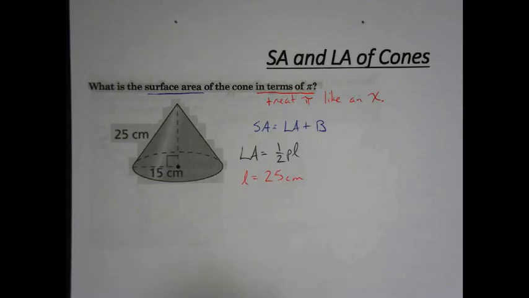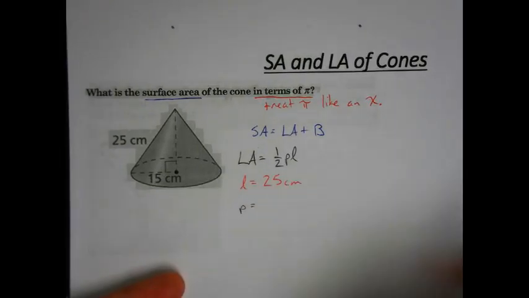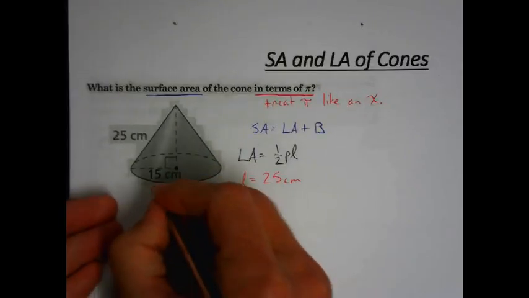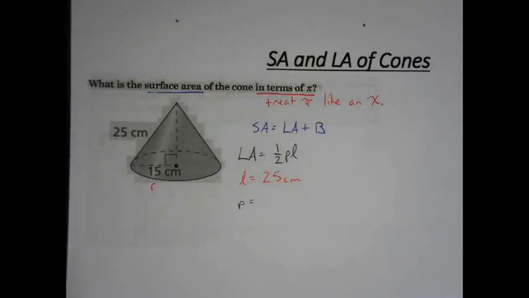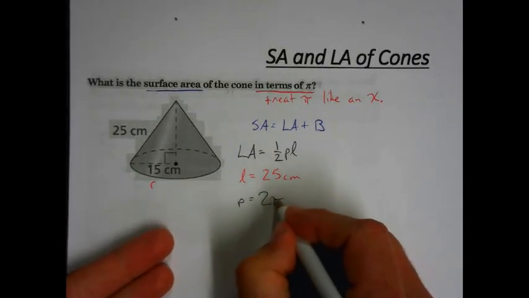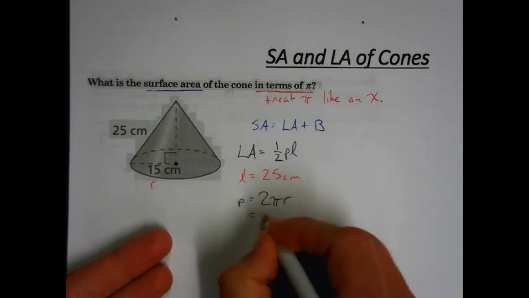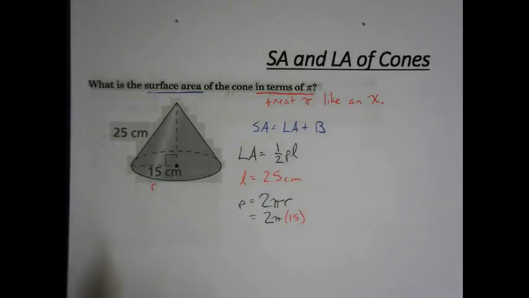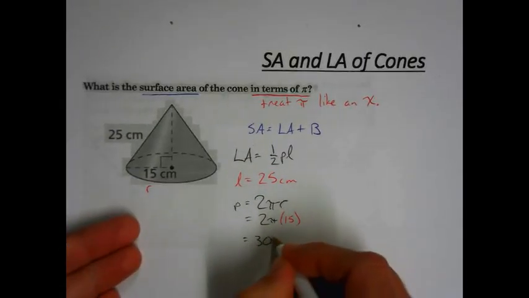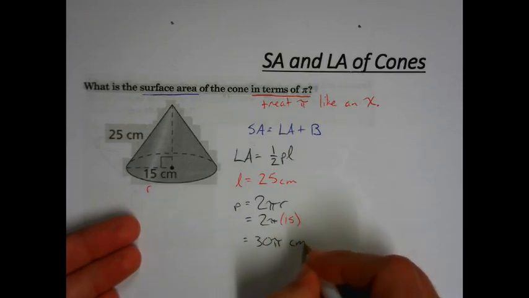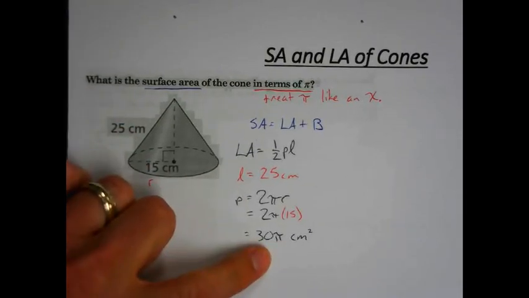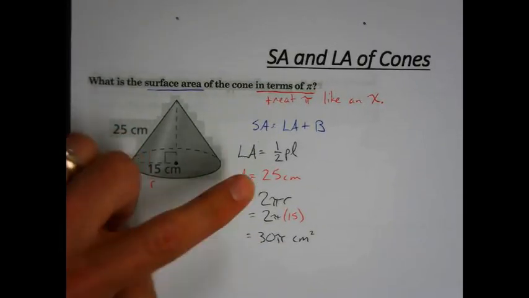How do we find then the perimeter of the base? In the base, we're given a radius. 15 centimeters is our radius. So for the perimeter of the base, the circumference of the base, we want to use radius because it's nice and convenient. So the perimeter of the base is 2 pi r, or in this case, 2 pi times 15. And so the perimeter of the base would be 30 pi. Remember, we are treating pi like a variable. So we have our perimeter of the base, 30 pi centimeters. We have our slant height, 25 centimeters.